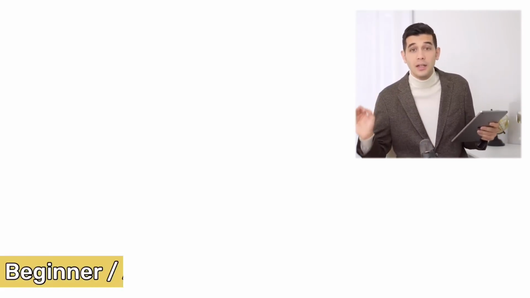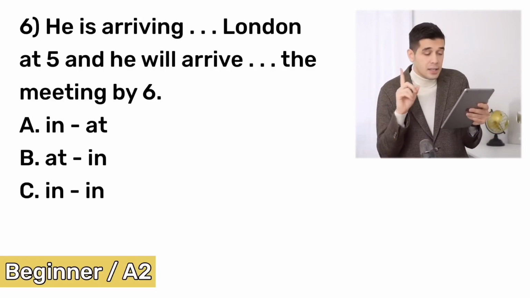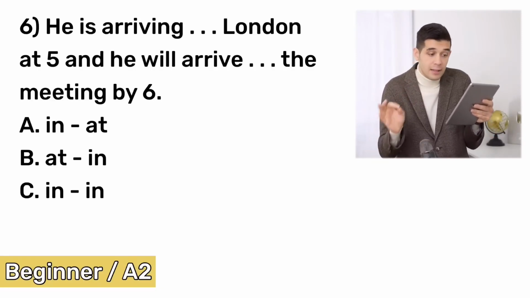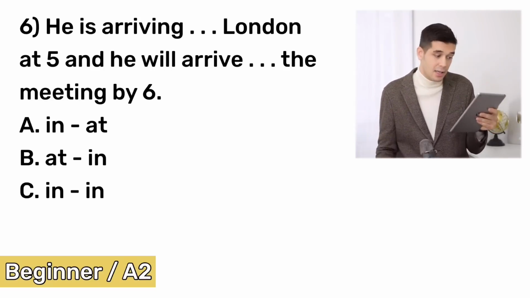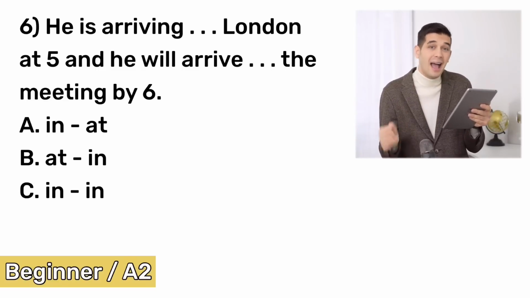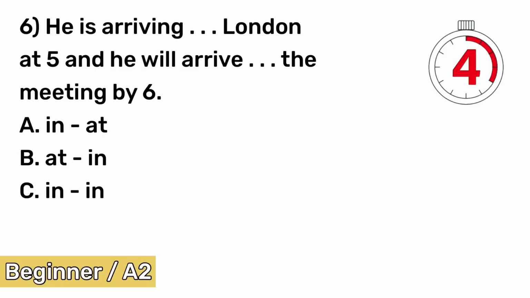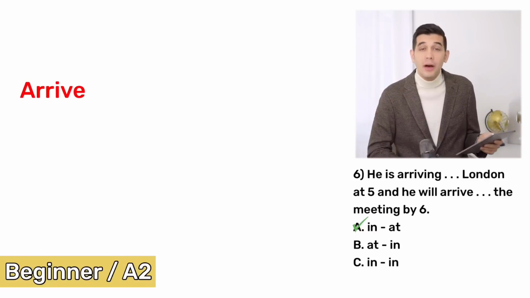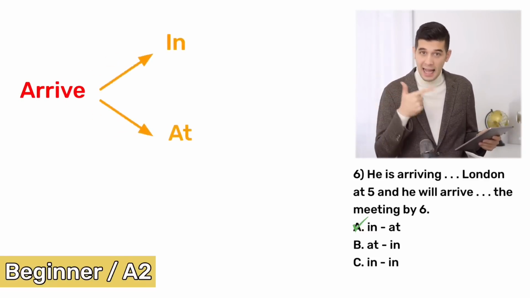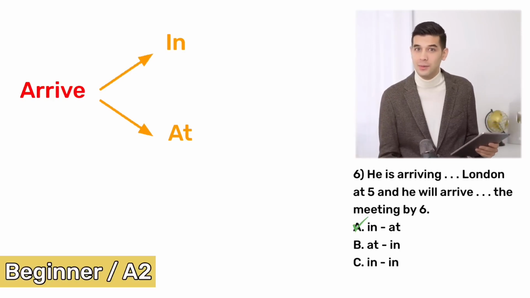Let's move on to beginner A2 level and let's continue with question 6. He is arriving London at 5 and he will arrive the meeting by 6. In, at, in, in. After arrive, we can use both prepositions in and at. But it depends on where we are going to arrive to.